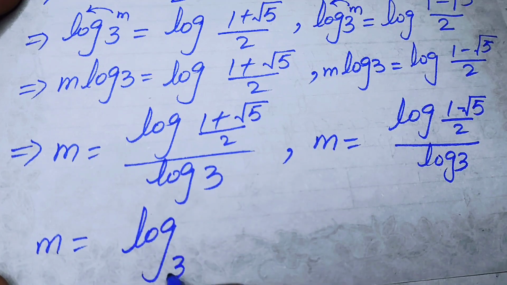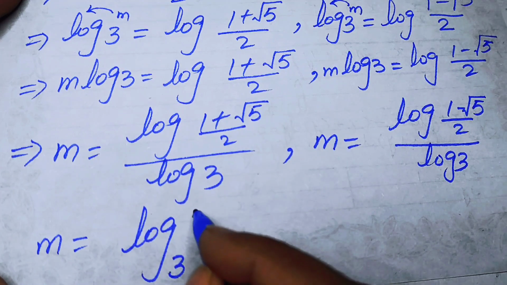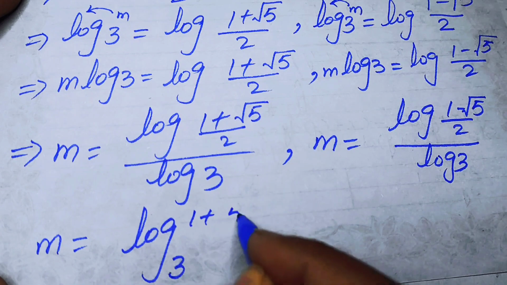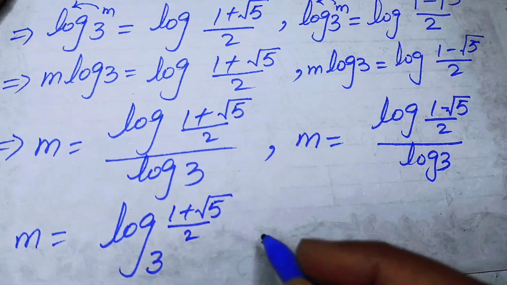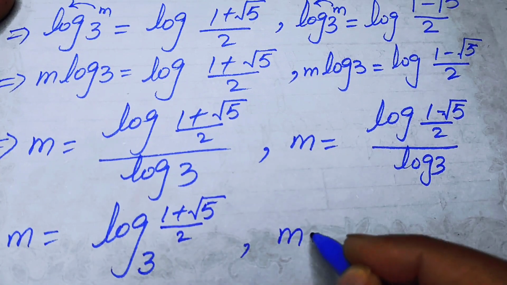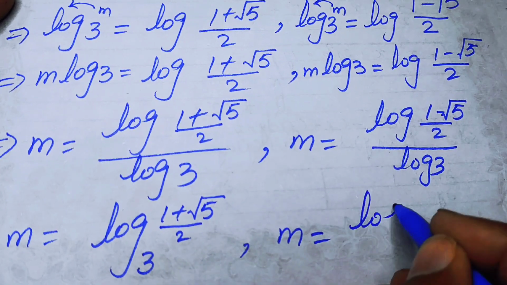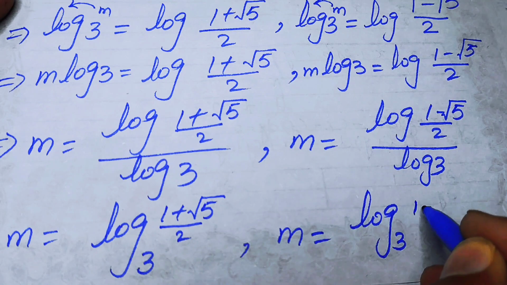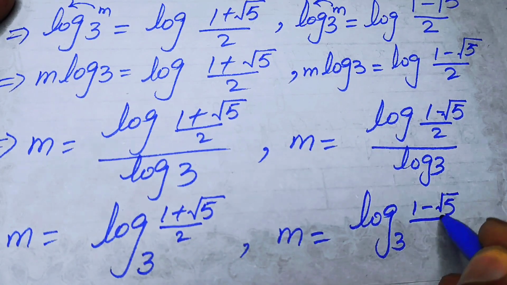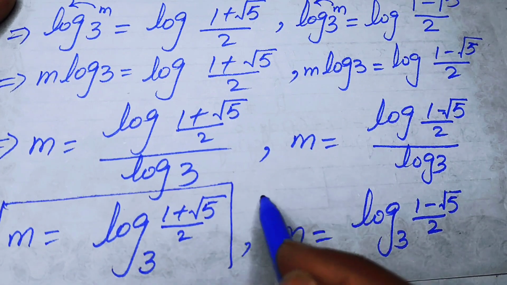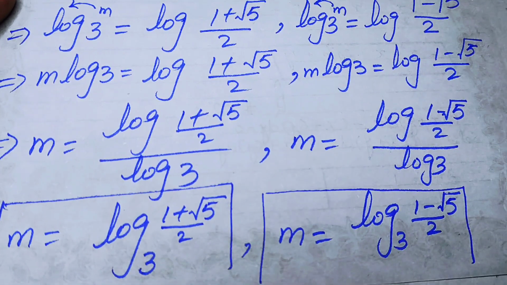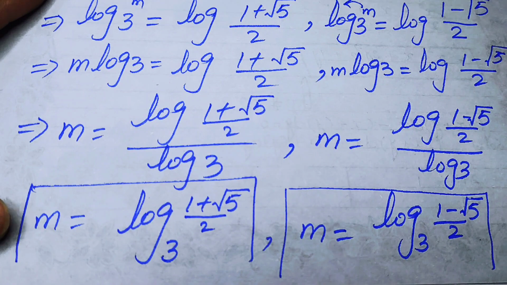After that we apply here the property of log, and the property of log is we can write this term as log base 3, and its argument is 1 plus square root 5 over 2. Similarly you can write this expression as log of base 3 of 1 minus square root 5 over 2. Okay, so these are the values of the required m, and this is our final answer.